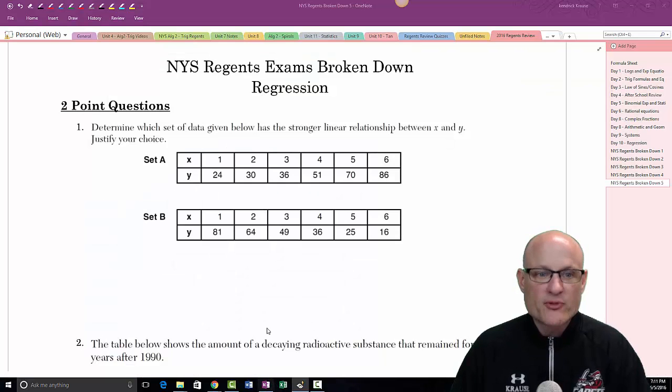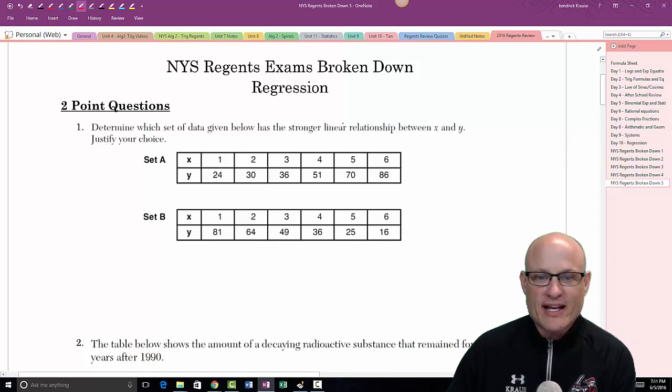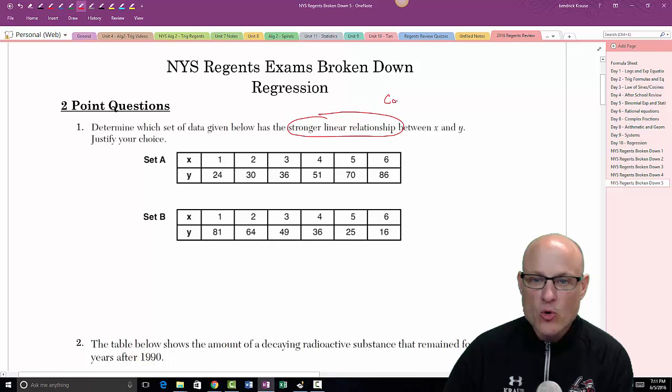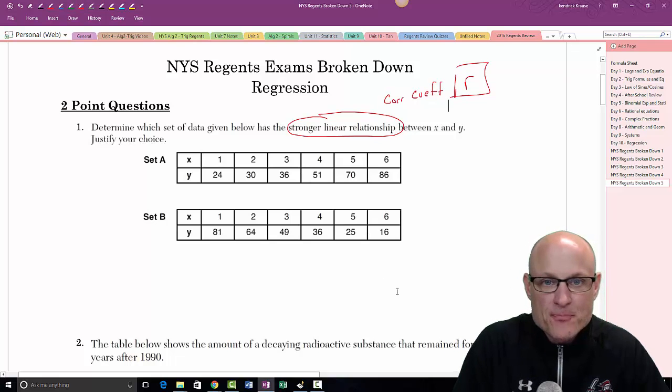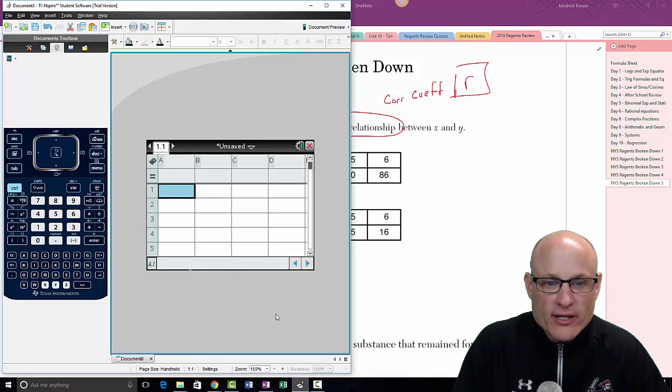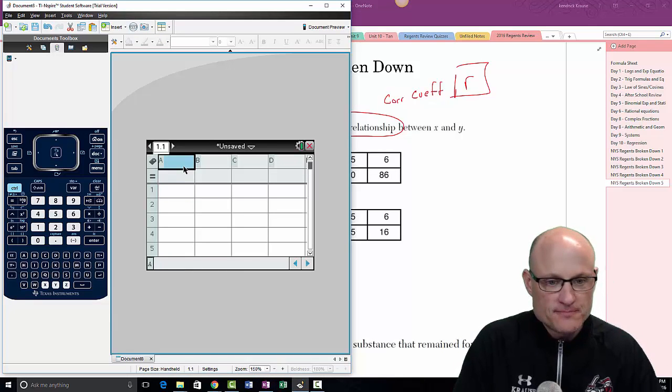Let's get rolling. So the first question is determine which set of data has a stronger linear relationship. You're looking for the correlation coefficient. The correlation coefficient is the R on the calculator. That's what we're looking for. So we've got to put these into our calculator and check out the R value. So I'll do that real quick.